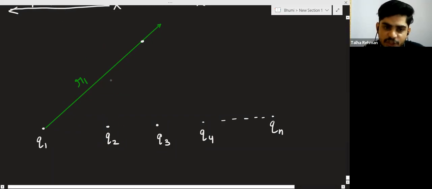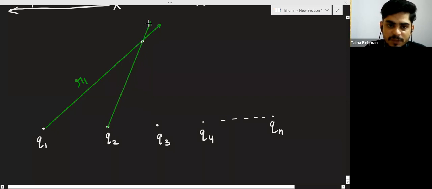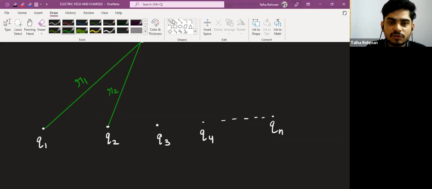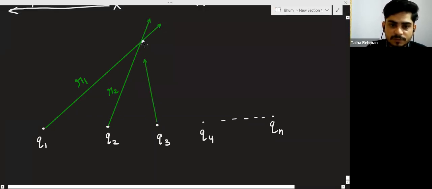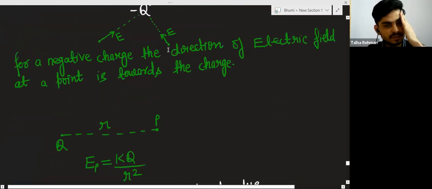So accordingly, due to the charge Q2, the direction of electric field will be away from the charge. And the distance between this charge Q2 and this point is R2. And for the charge Q3, the distance between point charge Q3 and this point is R3. And the direction I am taking is along the line joining this charge and this point. I have already told you how to find the direction of electric field.